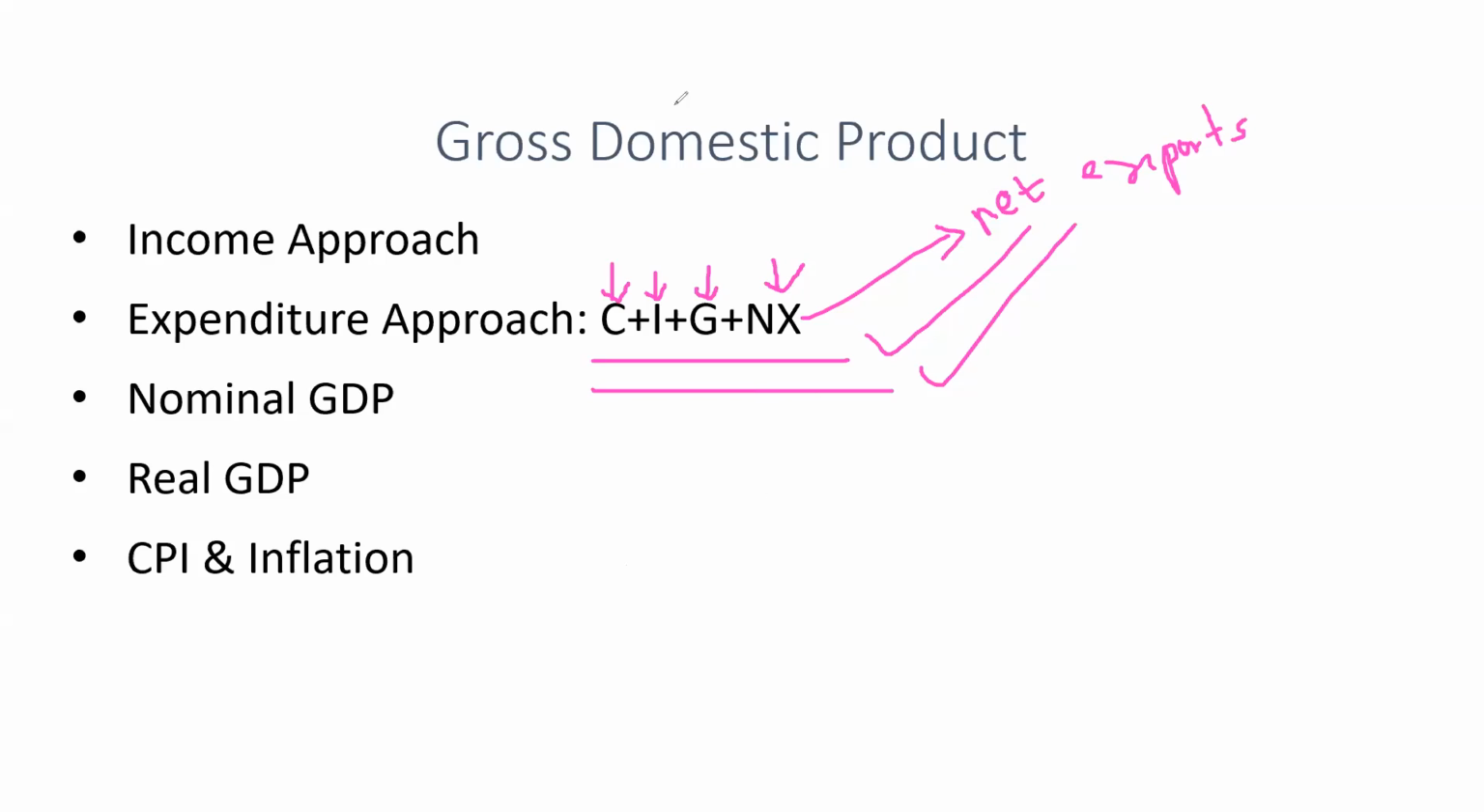So what is net exports? Let's quickly break that down. So NX is net exports. Net exports is exports minus imports. Okay, so that is your NX. C was consumption of everyone in the economy. I was investments by everyone in the economy.